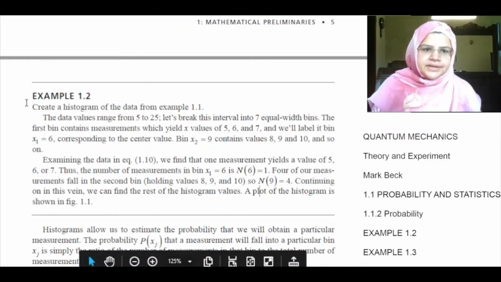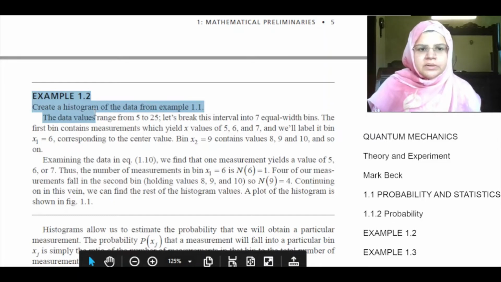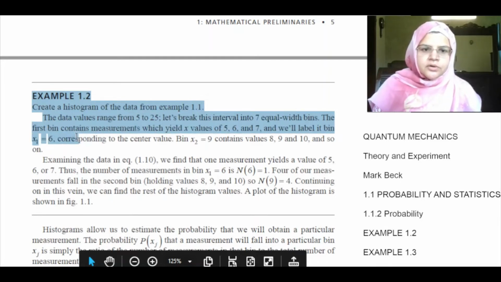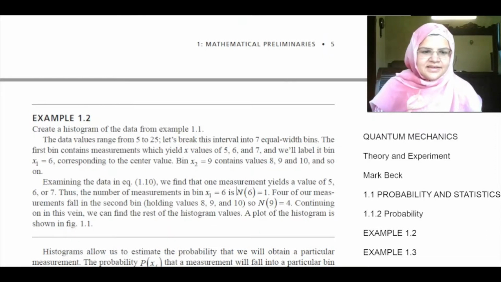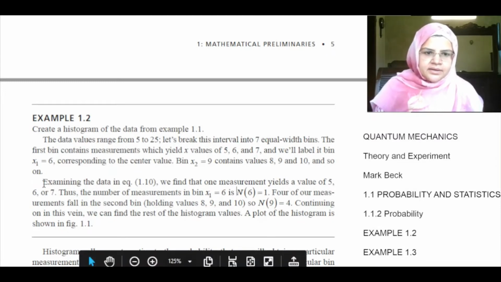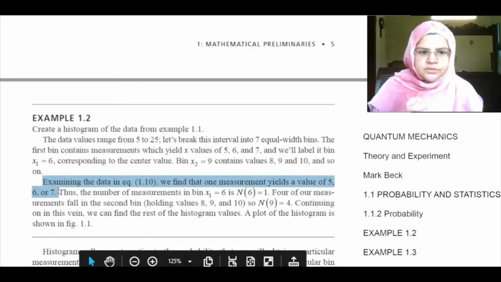Example 1.2. Create a histogram of the data from example 1.1. The data values range from 5 to 25. Let's break this interval into 7 equal width bins. The first bin contains the measurements which yield x values of 5, 6, 7, and we'll label it bin x1 equal to 6, corresponding to the center value. Bin x2 equal to 9 contains values 8, 9, 10 and so on. Examining the data in equation 1.10, we find that one measurement yields a value of 5, 6 or 7.